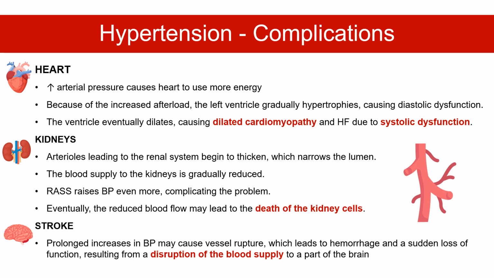Those are bad. In our kidneys, eventually there's going to be reduced blood flow to the kidneys that can lead to death of kidney cells. So you can go into renal failure. Stroke. The high blood pressure can cause vessel rupture, and that can lead to hemorrhage in the brain, and that is also bad. So these are our target organs: the heart, kidneys, the brain, and I put this little picture here to remind us that all of our arteries and our vessels are also affected by hypertension.